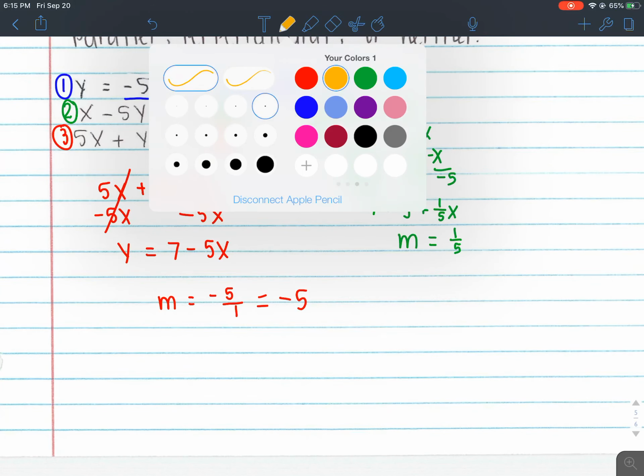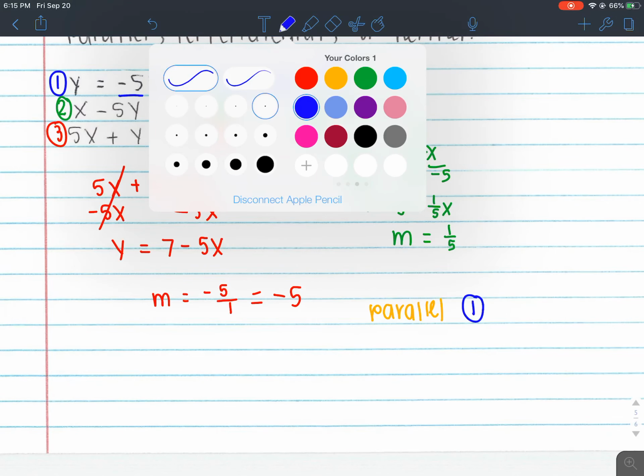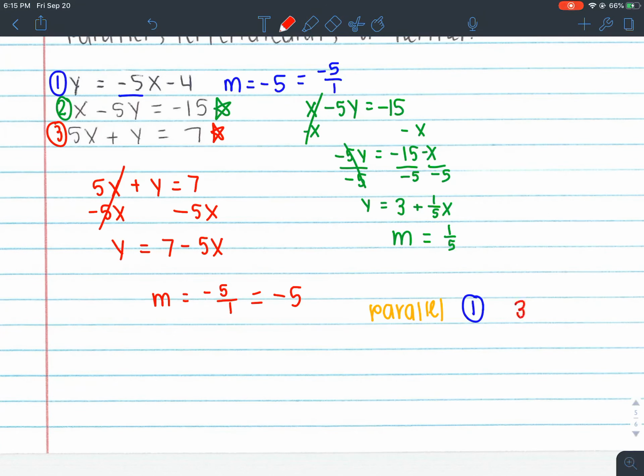All right, so let's compare. Are any of these lines parallel? Well, if I'm looking at my blue line, I have -5. Do I have any other lines that have a slope of -5? Yes, my red line. So the blue line has a slope of -5, and the red line also has a slope of -5. So lines number 1 and number 3 are parallel to each other. They have the same exact slope.